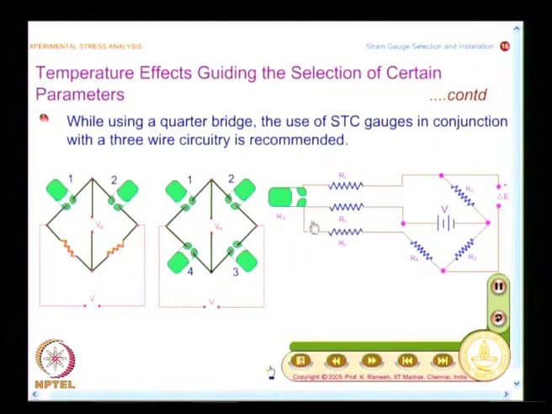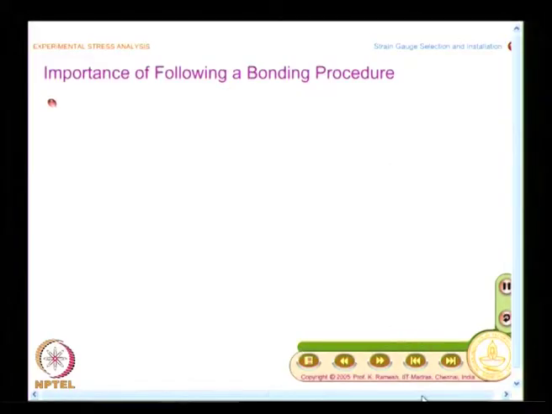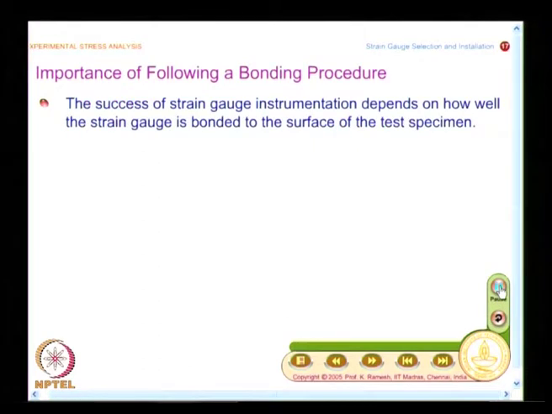Even while you use the 3 wire circuit, go in for an STC gauge suitable for the base material. You should not mix up the STC gauges meant for aluminum and paste them on steel. You should select the STC gauge meant for aluminum separately and for steel separately, and use it carefully. Now, we have selected the strain gauge for our given application.